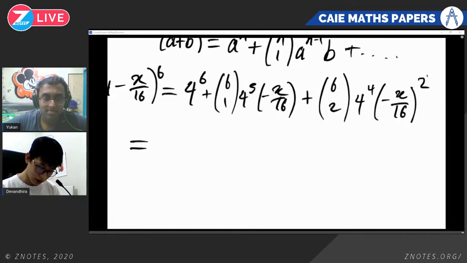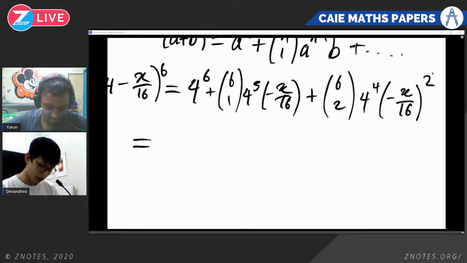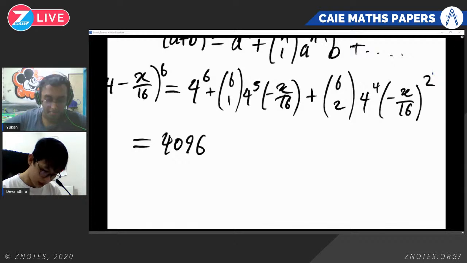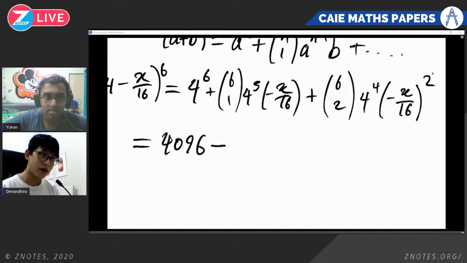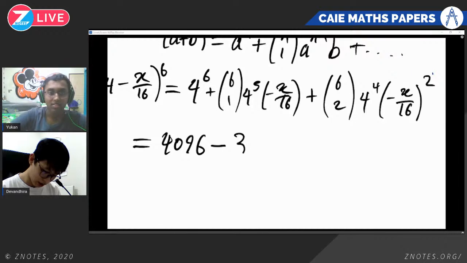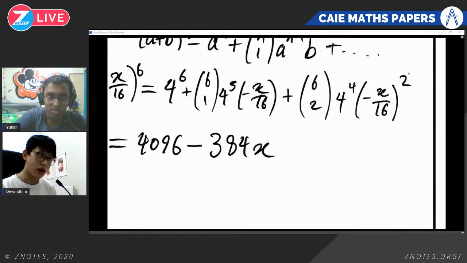We can just use our calculator for this. So what's 4 to the power of 6? That's 4096. When we simplify this, don't forget that there's a negative sign here, so we'll have to put negative. And 6 times... that'll be 384. Oh, 384, okay. 384x. And what about the next one?